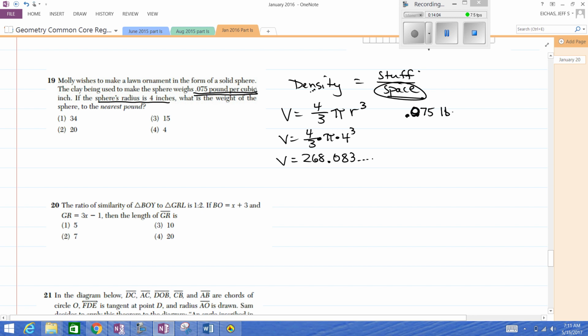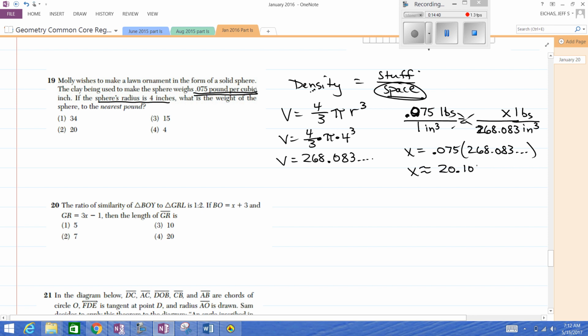Pounds to every 1 cubic inch. Okay. And we just figured out how many cubic inches, so we'll put that underneath. 268.083 cubic inches. And we'll figure out how many pounds that is in a minute. So cross multiply, we'll get x equals whatever 0.075 times that is. And we come up with about 20.06. All right, to the nearest pound, we're looking at 20.